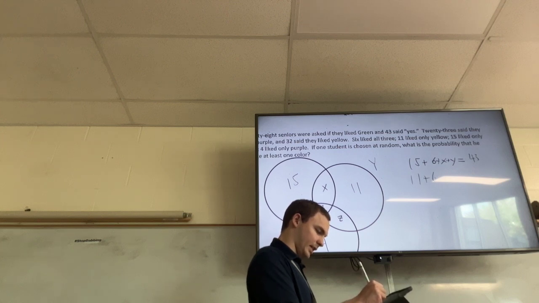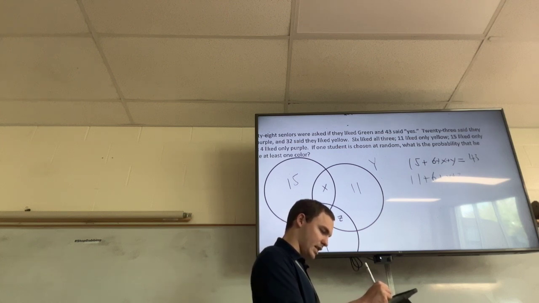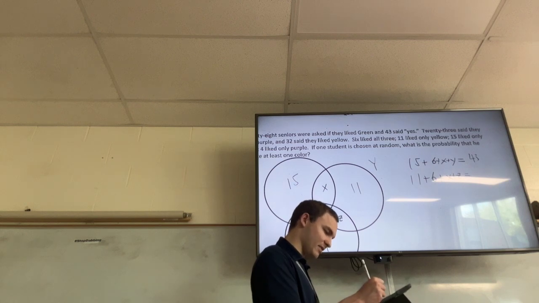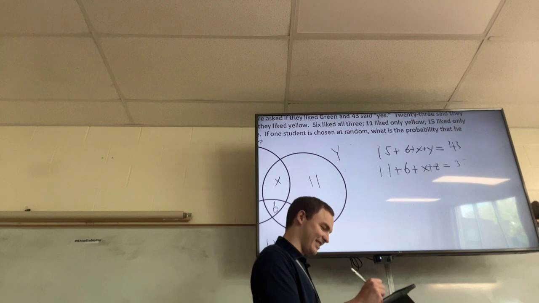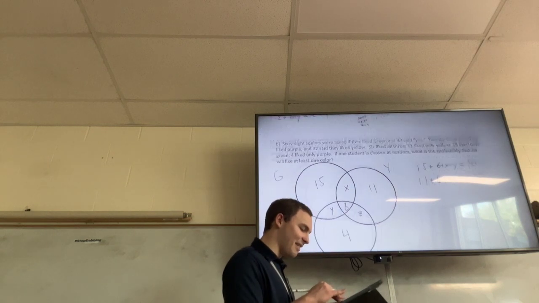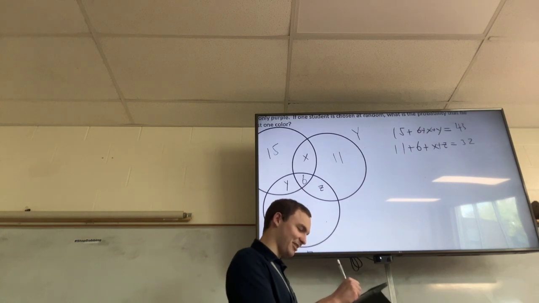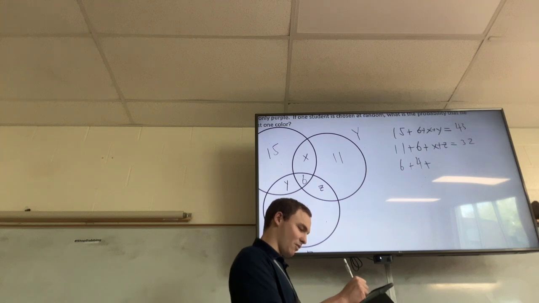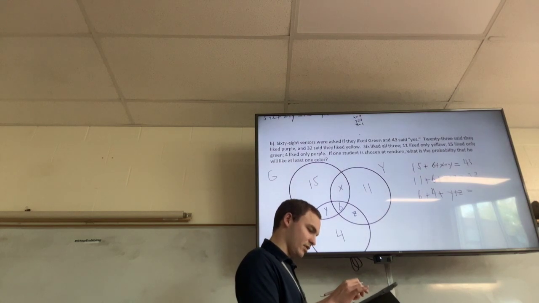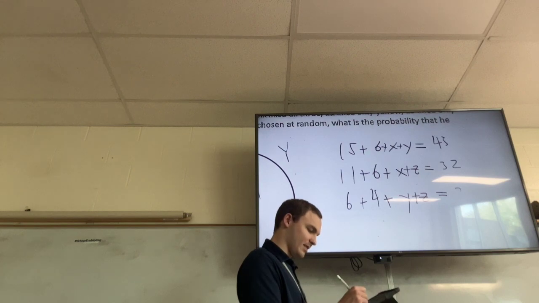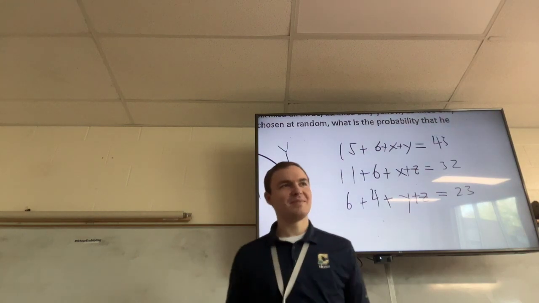11 plus 6 plus X plus Z equals, how many liked yellow? 32 said they liked yellow. And we should recreate this. 6 plus 4 plus Y plus Z has to add up to, how many liked purple? How many total liked purple? 23.